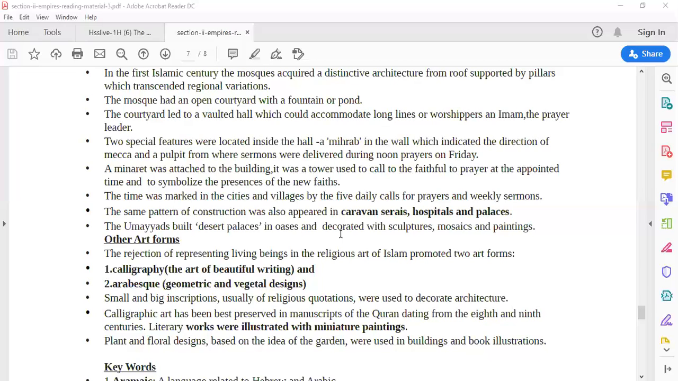The same pattern of construction also appeared in caravanserais, hospitals, and palaces. This same pattern of construction was carried on. The pattern of construction is basically buildings built around a central courtyard. Okay, and this was done even in the hospitals and palaces.